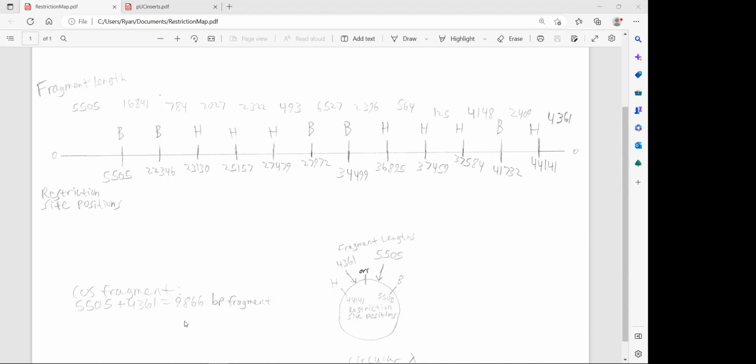So actually, I think this will be the second one on your list. Second one? Yeah. Okay. So after 16, the second will be 9,866 base pair, and the third one will be 6,527 base pair. Yes, that's what I got.